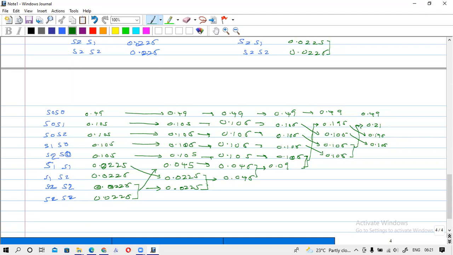So if you add these two again, what is the value you will get? Here you will get 0.295, no? So it is shifted to here. I'm doing a mistake here. So it is shifted to here. 0.195, 0.105. And here it is 0.295.